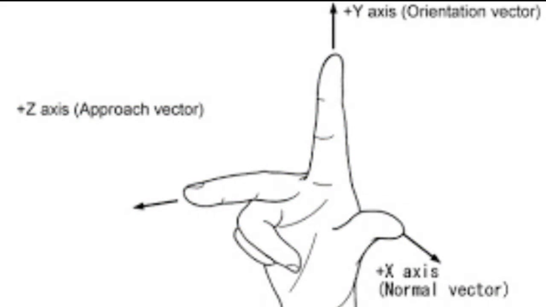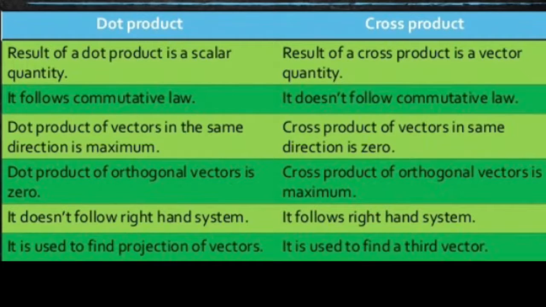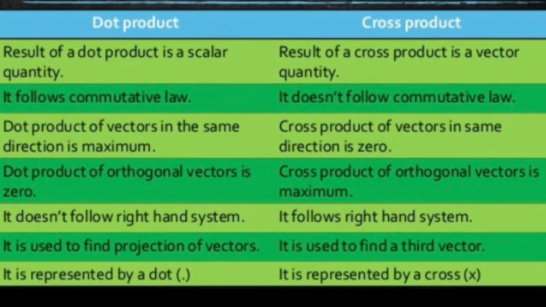The direction of the cross product is found using the right-hand rule. The dot product is used to find the projection of vectors, while the cross product is used to find a third vector. This third vector is always going to be orthogonal. And the last difference between the dot and cross product is that the dot product is represented by a dot, and the cross product is represented by a cross.